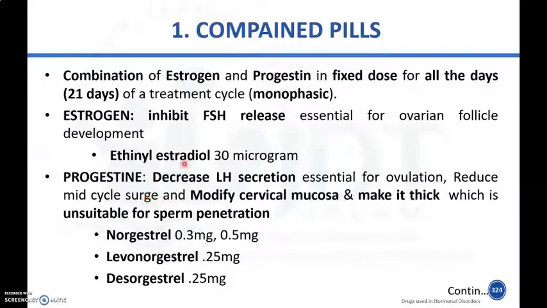Then progestin is used to decrease the luteinizing hormone secretion, which is essential for ovulation, and it will also reduce the mid-cycle surge, and it will also modify the cervical mucus and make it thick in such a way that it is unsuitable for sperm penetration. So synthetic progestins like norgestrel 0.3 milligram, levonorgestrel 0.25 milligram, desogestrel 0.25 milligram, any one of these progestins can be used in the combined pills of progestin as well as estrogen.